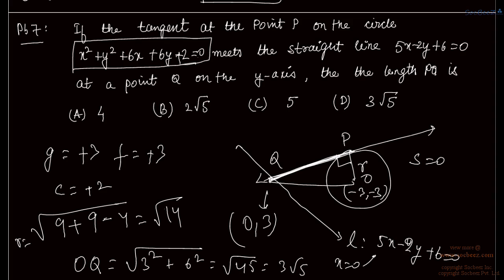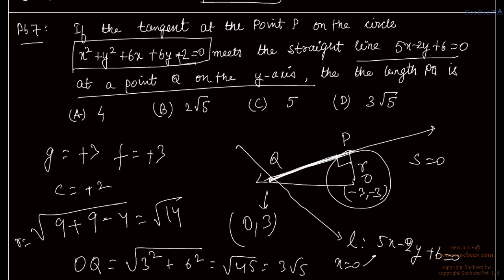Okay, right? See the center. First we are finding the center of a circle. The center of a circle is minus G, minus F. From here we can easily see that the center is minus 3, minus 3. Okay, this point is minus 3, minus 3, and point Q, since it is on the y axis. See here it is written point Q on y axis. So this is a straight line. Keeping at y axis, x is equal to 0. So keeping x equal to 0, we are getting y equal to 3. So this point must be 0, 3.